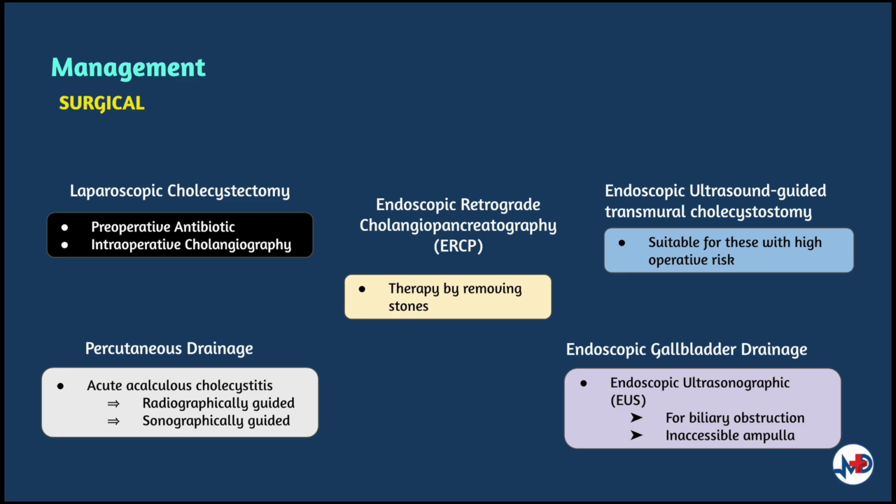An endoscopic ultrasound-guided transmural cholecystotomy, on the other hand, is a procedure which may be safe as an initial, interim, or definitive treatment for patients with severe acute cholecystitis who are at high operative risk for immediate cholecystectomy.